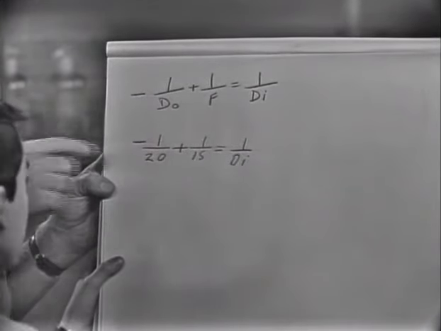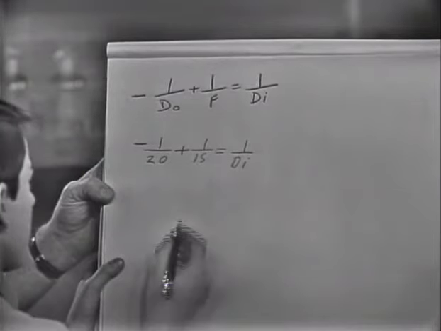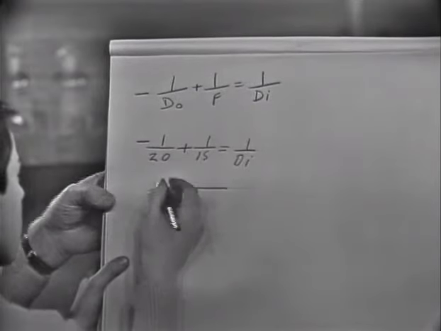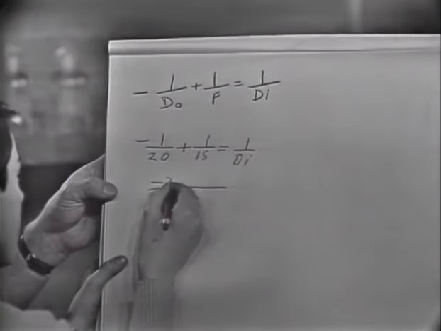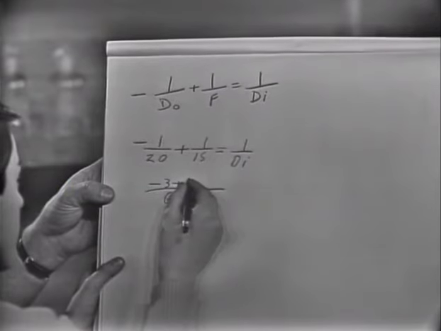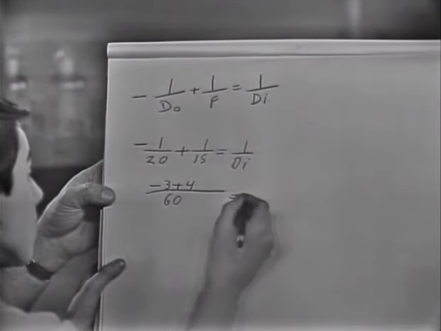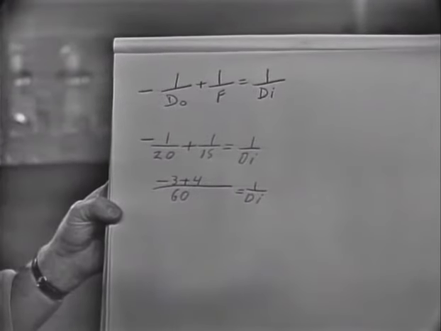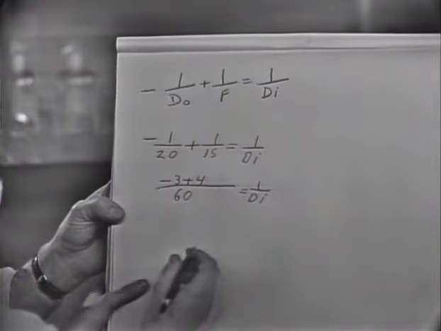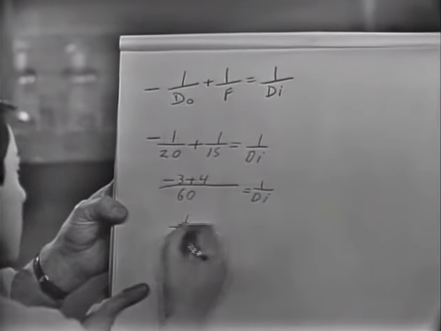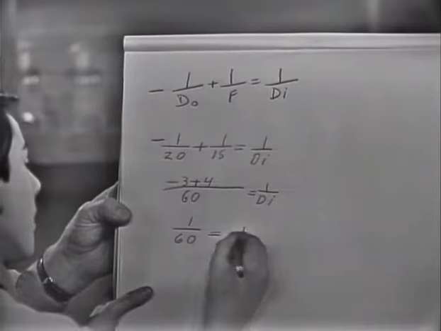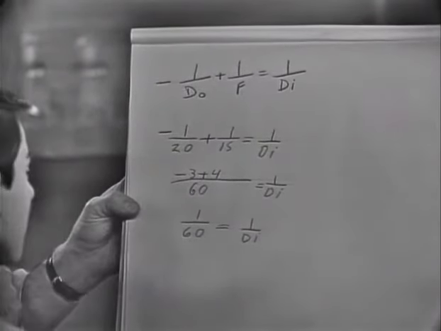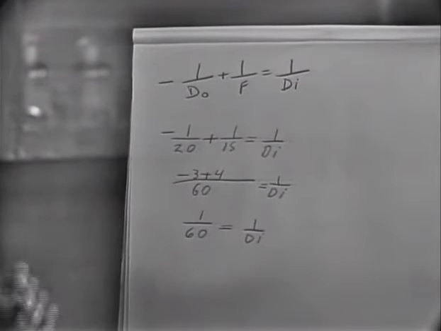Okay, now, common denominator? 60. Okay, draw a line. 60. So let's see, that's negative 3, right? And that's plus 4, equals 1 over di. Pretty good. Okay, now, can you subtract minus 3 from plus 4? Yeah. That's 1 over 60 equals 1 over di. Where's the image going to be? At 60. 60 centimeters, right. That's why it went to the end. That's right, it went to the end.